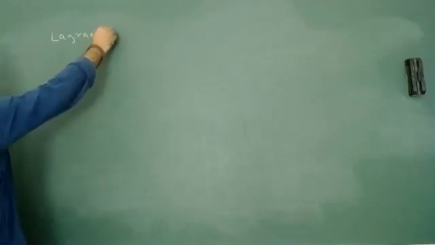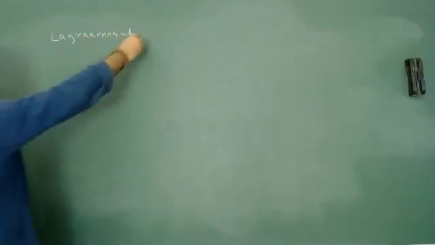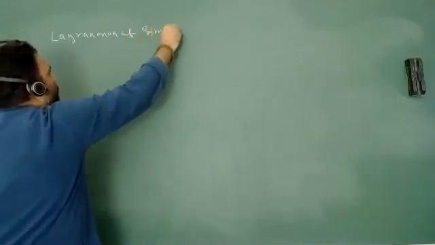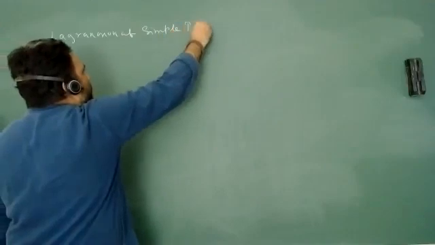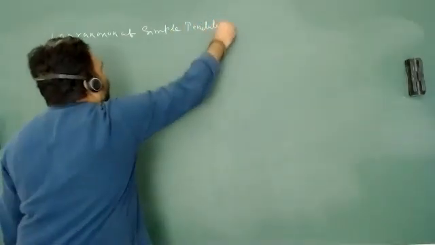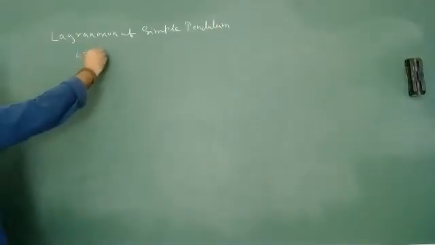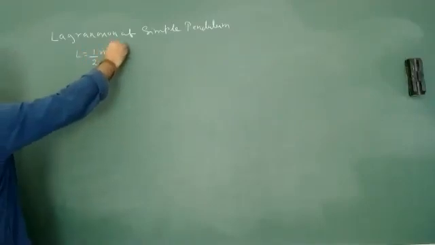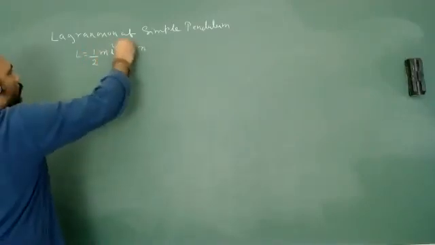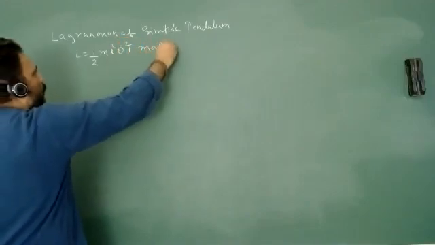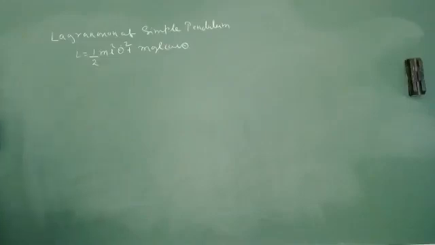So let's go for the next problem, and this is again a very nice problem. The Lagrangian of a simple pendulum is given by L is equal to half m l square theta dot square plus mgl cos theta. We know this is the Lagrangian of a simple pendulum.